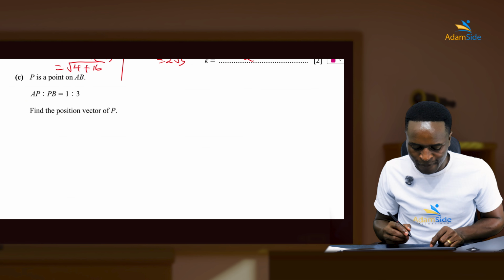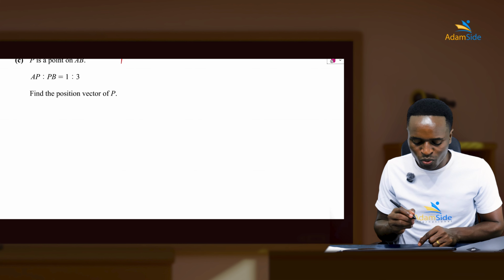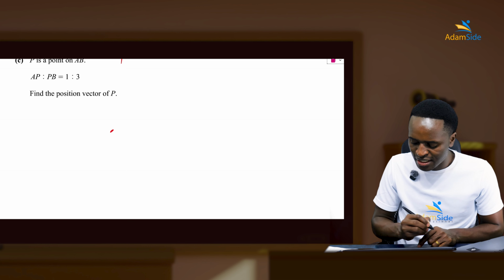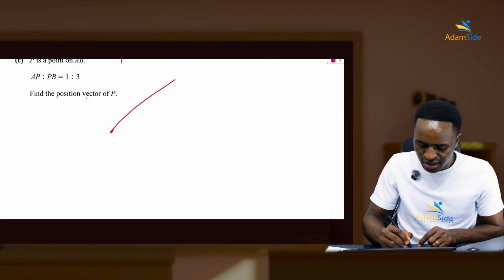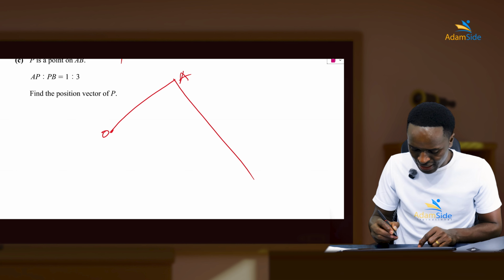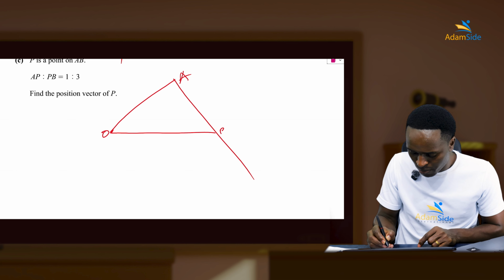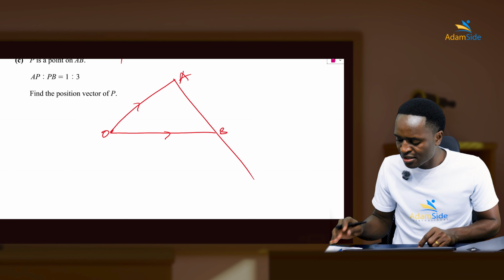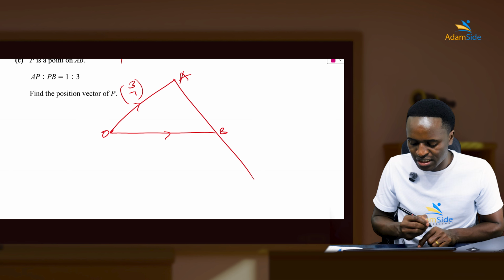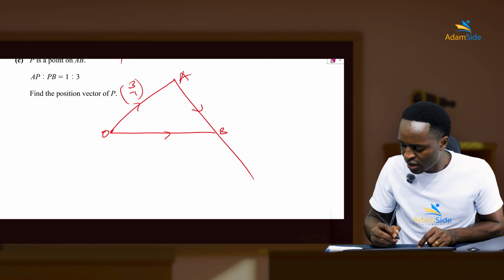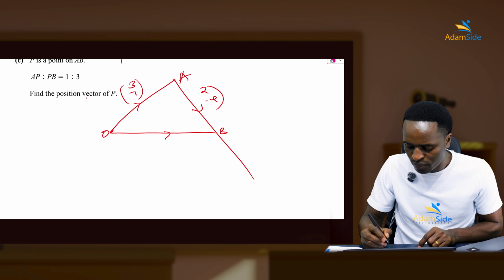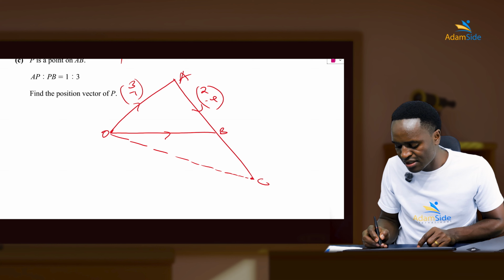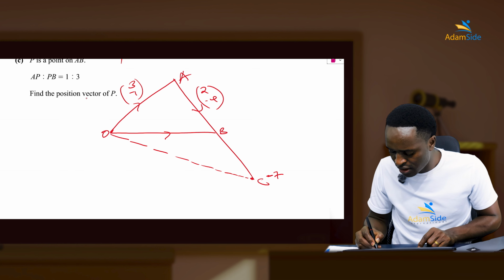And you get it as it is. And then P is a point on AB. AP to PB is 1 to 3. Now, remember, we had our vector question. We had this vector A, and then we had a line, and then we had point B. Vector OA will be the same as (3, -1). We had vector AB, which is (2, -4). And then we had point C, which was (-7, 9).